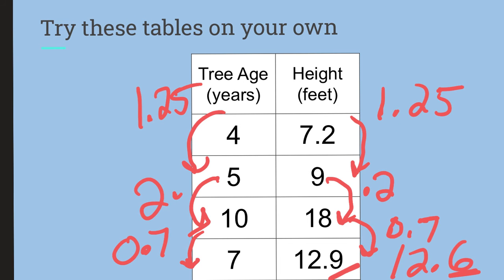Okay, on this third one, it gets a little tricky. It starts off pretty good, 1.25. If you multiply the height in feet and the tree age, it works. Multiply by 2, it works. And then here we multiply 0.7 by 10, and we do get 7. Then, when we multiply here, we do not get 12.9, we get 12.6. So this is a no. The reason for this slide is to make sure you check each value to double check whether it is or isn't proportional.